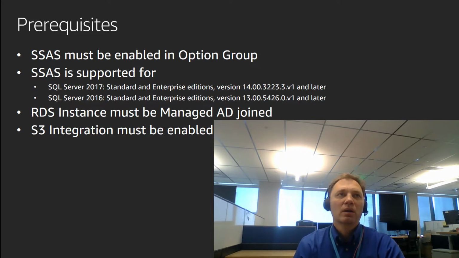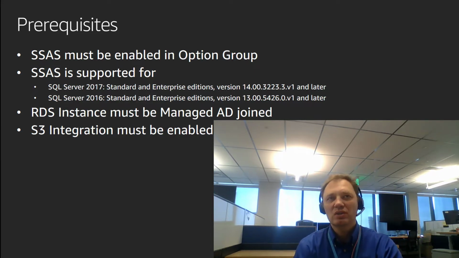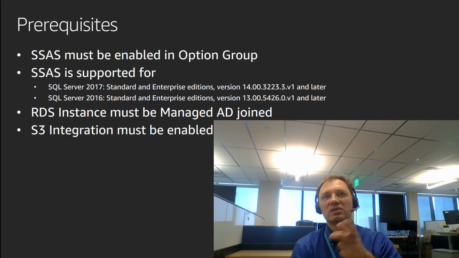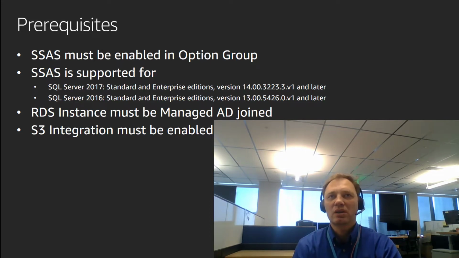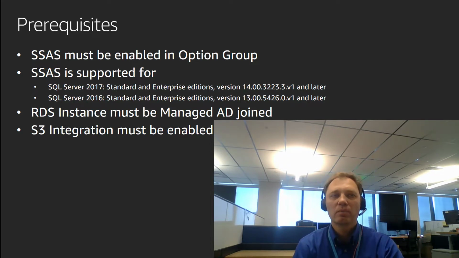you've got to be at 13.0.5426.0 or later. The third one, the RDS instance must be Active Directory joined, and not only Active Directory joined, it has to be AWS Managed AD. You cannot join your RDS instance with self-managed Active Directory. This use case is not supported. And then the last one, S3 integration must be enabled because the deployment of your project files and the Analysis Services database goes through the S3 bucket.